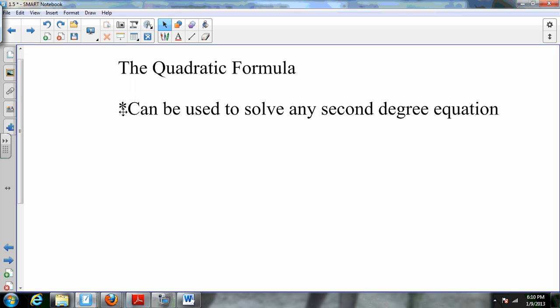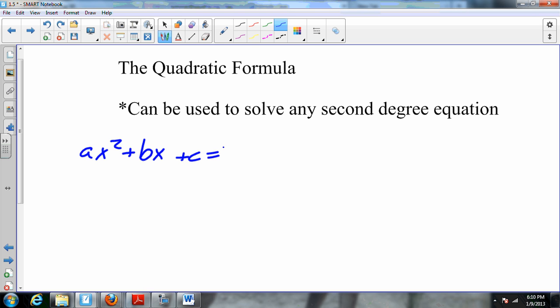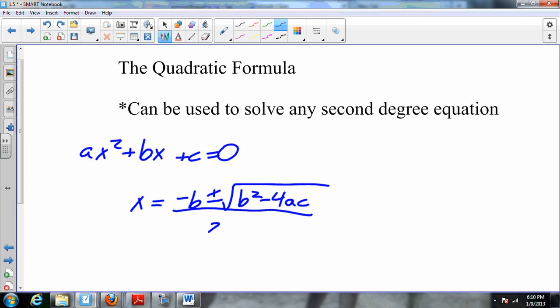The quadratic formula can be used to solve any second degree equation, so you can use this if it's unfactorable. You could use it for a factorable equation, and if you don't like completing the square, you could use this as well. It comes from the standard form ax squared plus bx plus c equals 0. And the formula is x equals negative b plus or minus the square root of b squared minus 4ac, all divided by 2a.